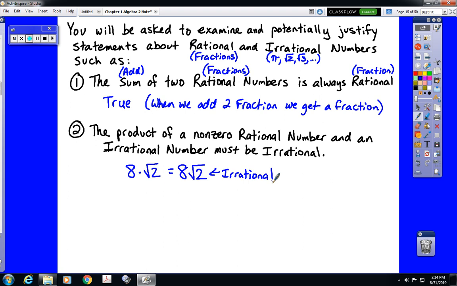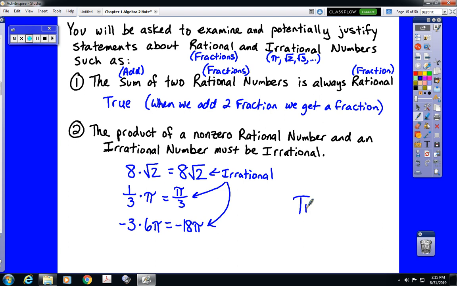And no matter what example we decide to come up with, say we use a fraction like 1/3 and the irrational number pi, we are going to end up with an irrational number. If we use really any rational number, say -3, and we multiply that by any irrational number, we are still going to end up with an irrational number. So that statement is also true. These are only a couple of examples of what we could do. We just have to think to ourselves about what we know about fractions in order to answer those questions.